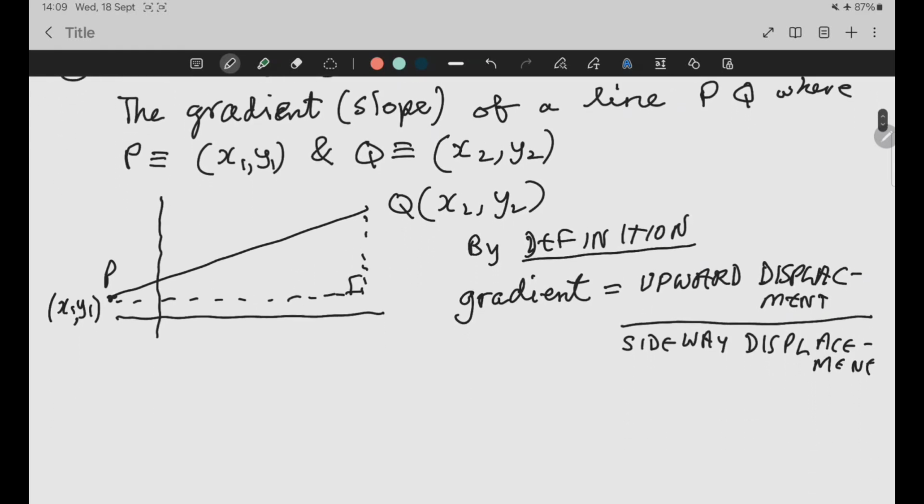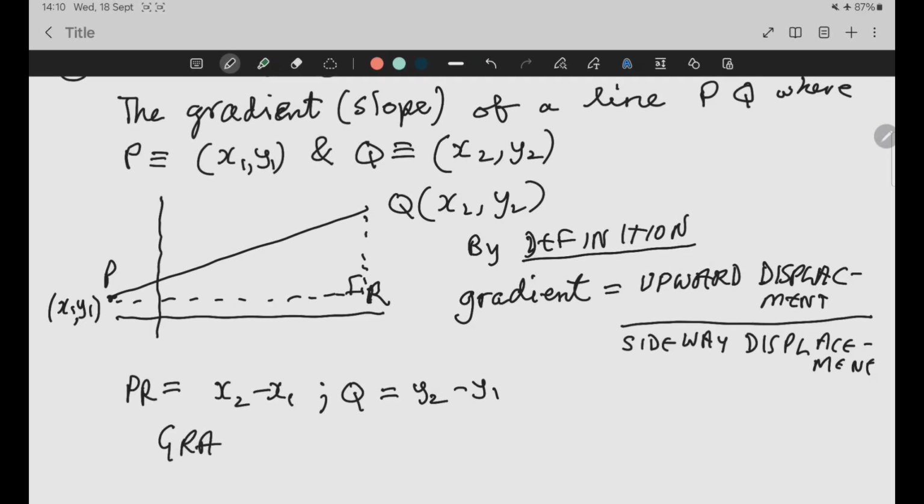Right, so if you call that point R, then the distance PR will be simply the difference between the two x coordinates, which is x2 minus x1, and the distance QR, which is the upward displacement, will be the difference between the y coordinates, which is y2 minus y1. So the gradient is quite simply the difference of the y coordinates divided by the difference of the x coordinates.